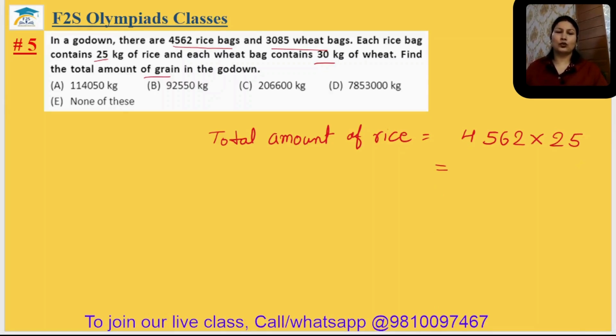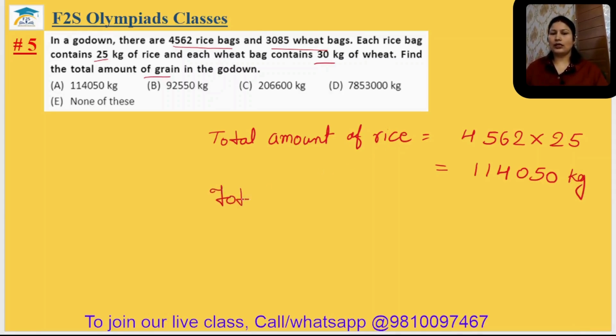So to find the total weight, we have to multiply 456 with 25. So we will get 114050. 114050 kg. This is the weight of the rice.